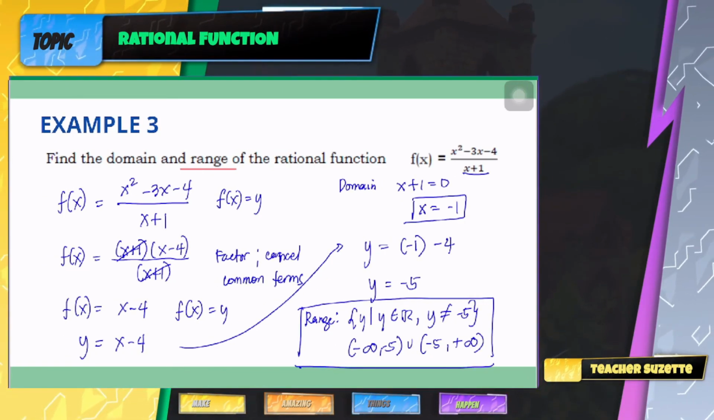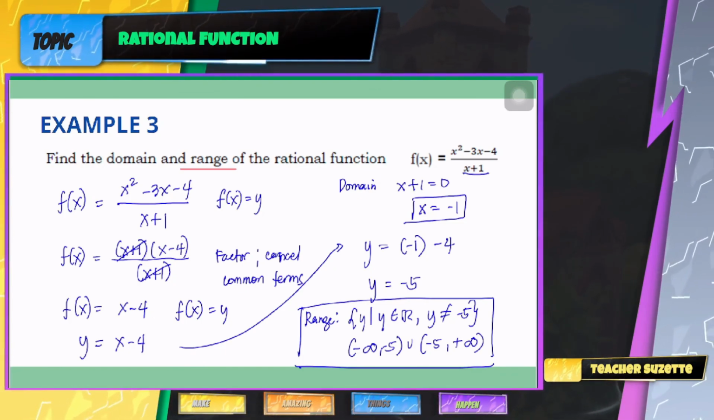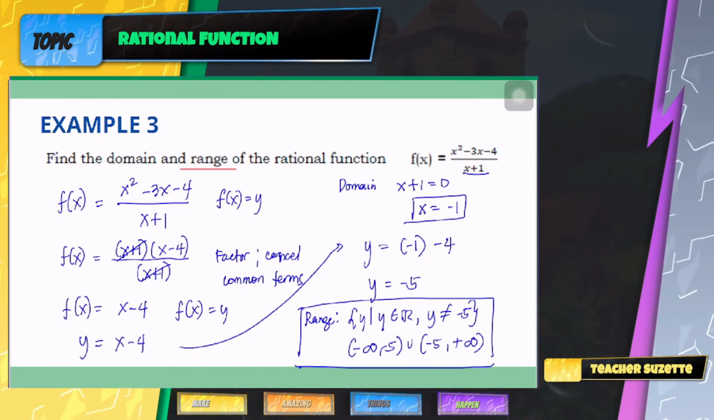In our next video, we are going to discuss how to find the domain and range given a graph of a rational function.